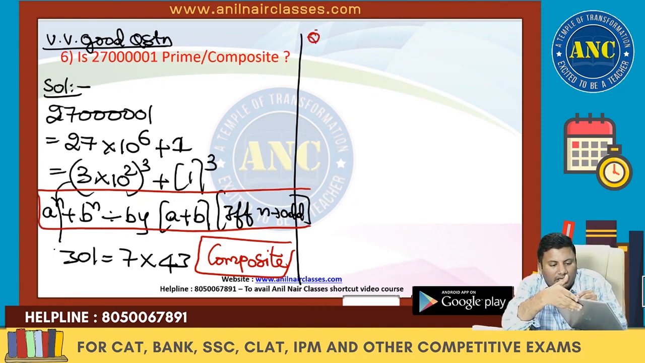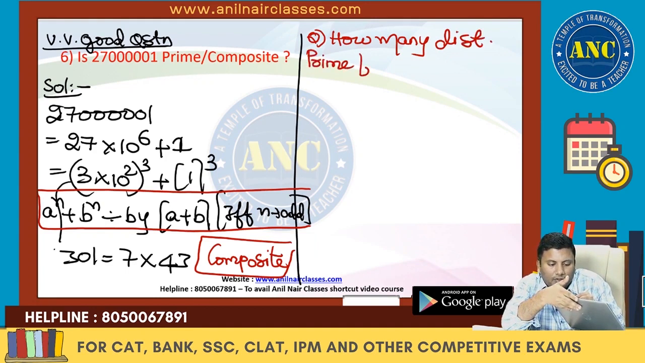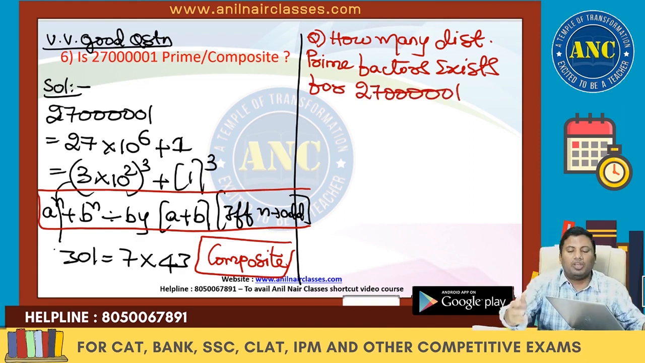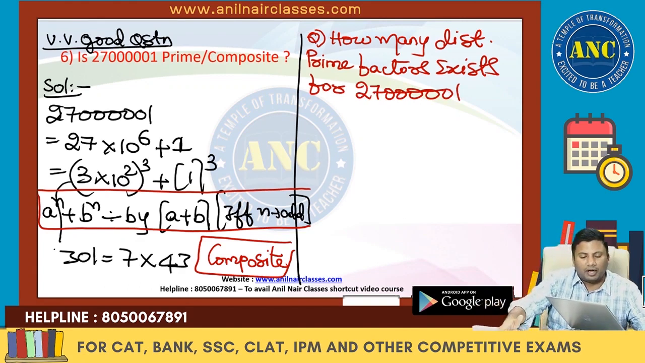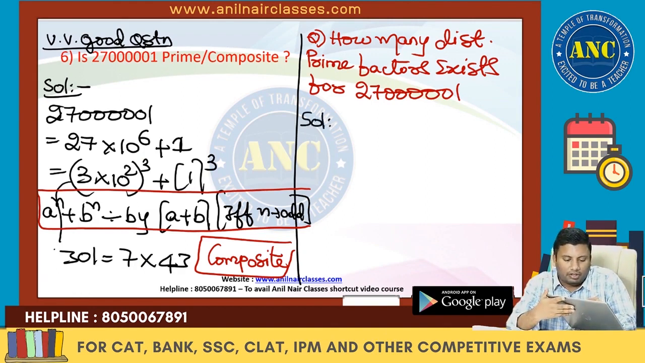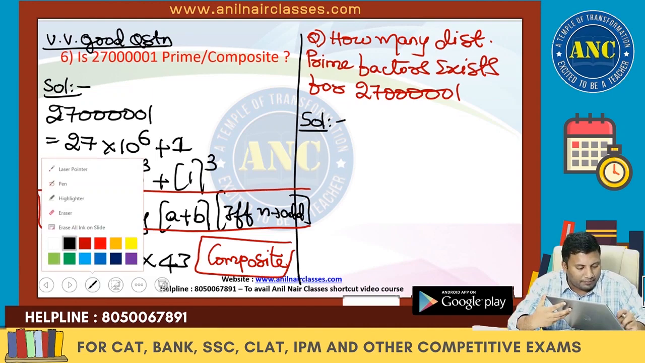The doubt a student asked was, this was the doubt when I was the South India Academic Head for Career Launcher: how many distinct prime factors exist for 27 followed by 5 zeros ending with 1. He got this doubt from one of the mock papers. He said, sir, how to solve this kind of questions?